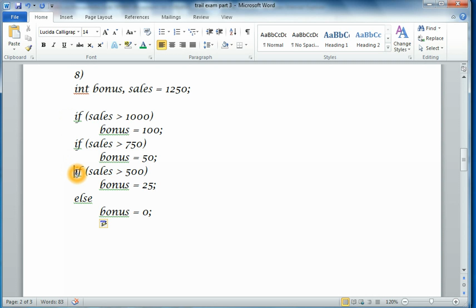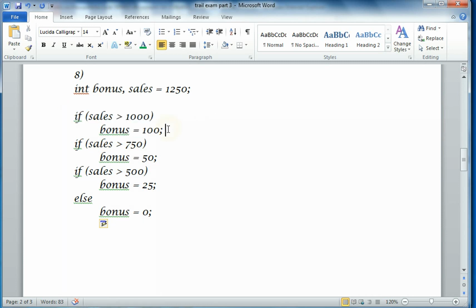Now that's the tricky part of this question. So in this question, you're asked to see bonus and sales are two different variables, and sales is set to 1250. So now if you are a person who rushes in the exam, you'll just see 1250 and you'll say, oh, sales is greater than 1000. Okay, so that is greater than 1000, and so the answer should be 100. But it is not, because the statement does not stop there.